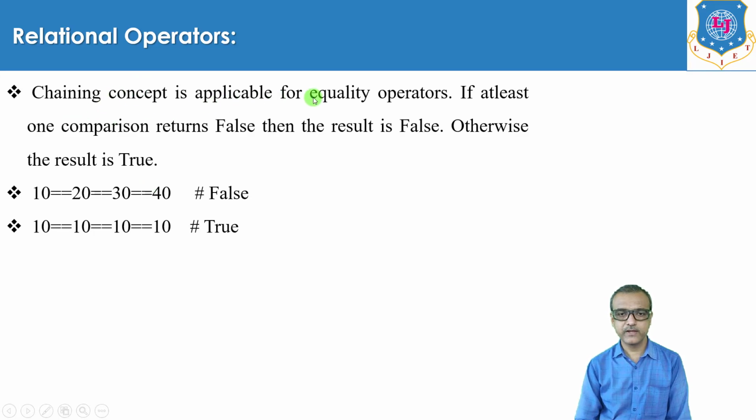Chaining concept is applicable for equal to operators also. If at least one comparison returns false, then the result is false. Otherwise, the result is true. Here you can see that 10 == 20 == 30 == 40. This is not true, so the output in this case is false. Now 10 == 10 == 10 == 10. Definitely this is true, so the output in this case is true.